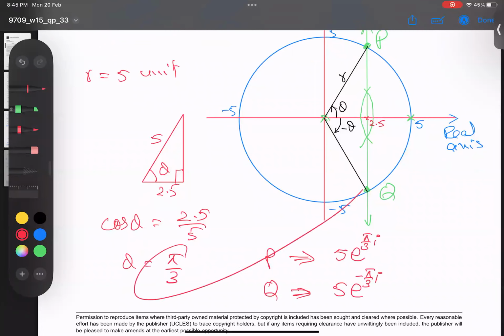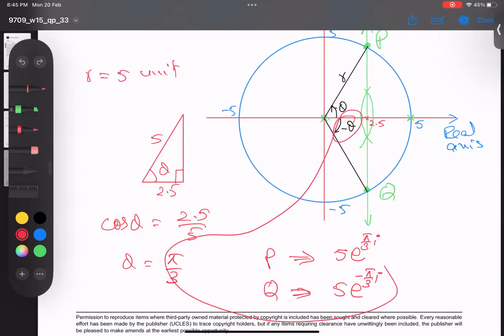Why minus? Because I'm going clockwise, and this 5 is called the magnitude. It remains the same. Length remains the same, no change. Only the sign of this argument will change, and that's it. I hope you got the point very well.